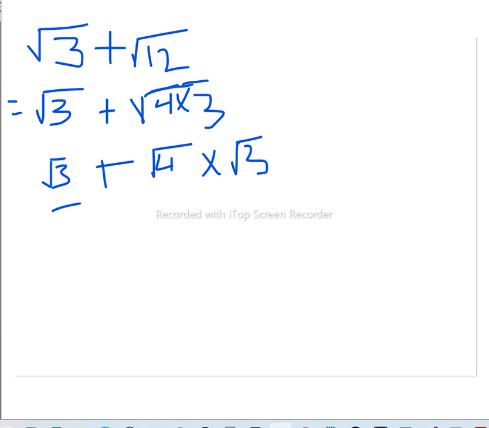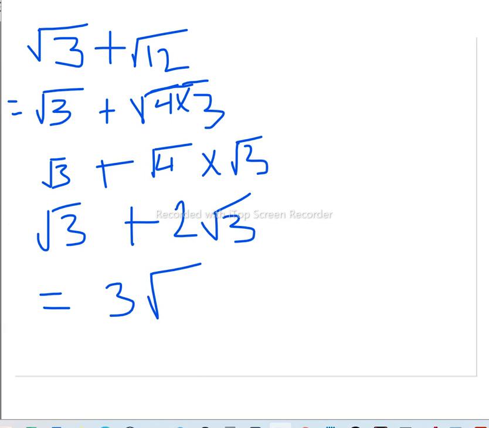So square root of 3 here we have. Square root of 4 means 2, so 2 square root of 3. Now we have the same radical number 3, and they have the same index. So now we can add these numbers. Here we have 1 plus 2, we have 3, and we can take one of them, so square root of 3. Here we have the final simplified answer for question letter C.